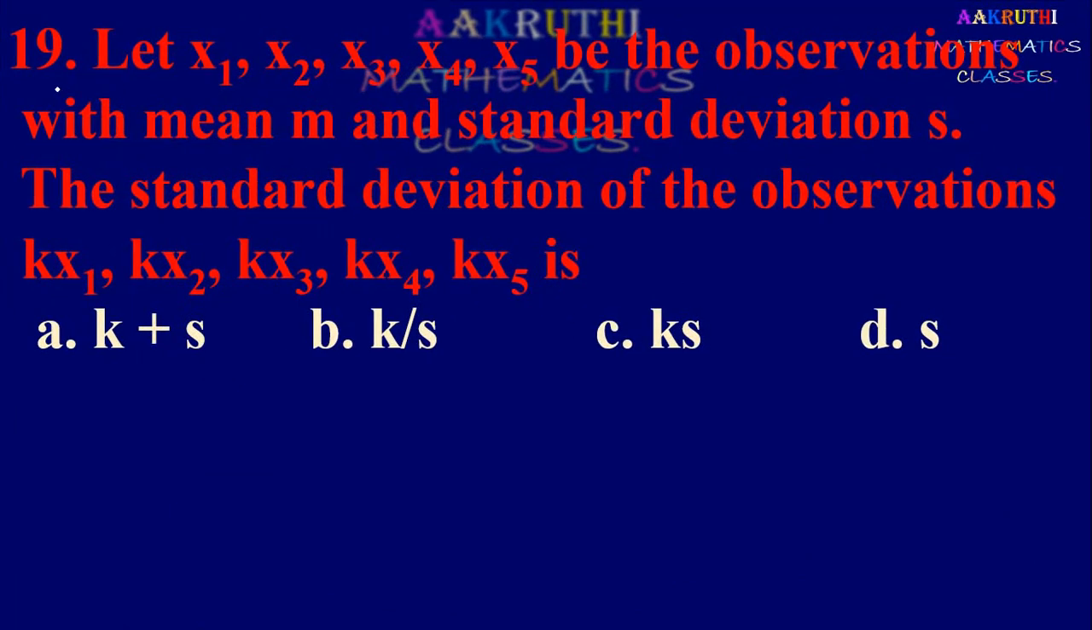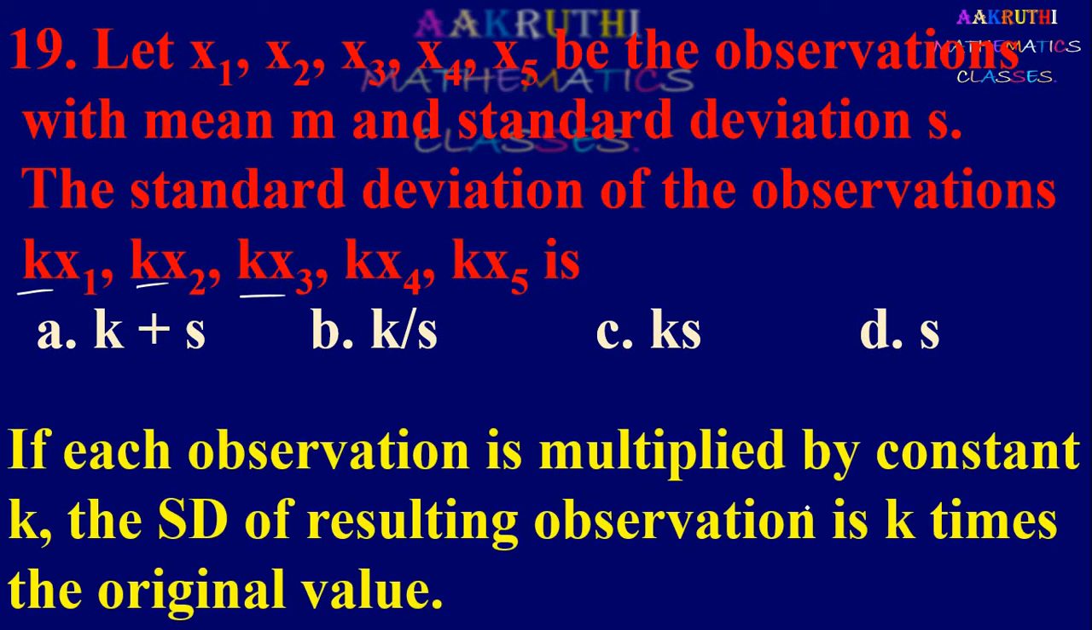Next question, question number 19. Let x1, x2, x3, x4, x5 be the observations with mean m and standard deviation S. The standard deviation of the observations kx1, kx2, kx3, kx4, kx5 is. Here each observation is multiplied by k, and we know that if each observation is multiplied by constant k, then the standard deviation of the resulting observations is k times the original value. Here the original standard deviation is S. Then we multiply k to this, so we get k into S, which is option C.